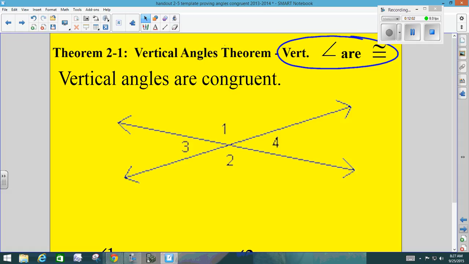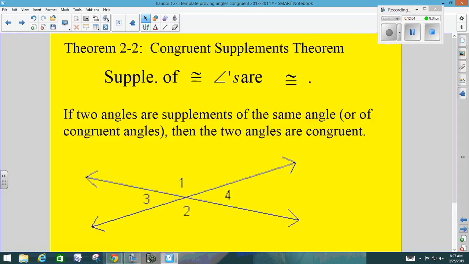All right, let's flip it over. So your first theorem, vertical angles theorem. We proved it in class. We have 2 more theorems, or I guess 4 more theorems today. We're not going to prove these ones. You don't have to prove them. You can just use them.